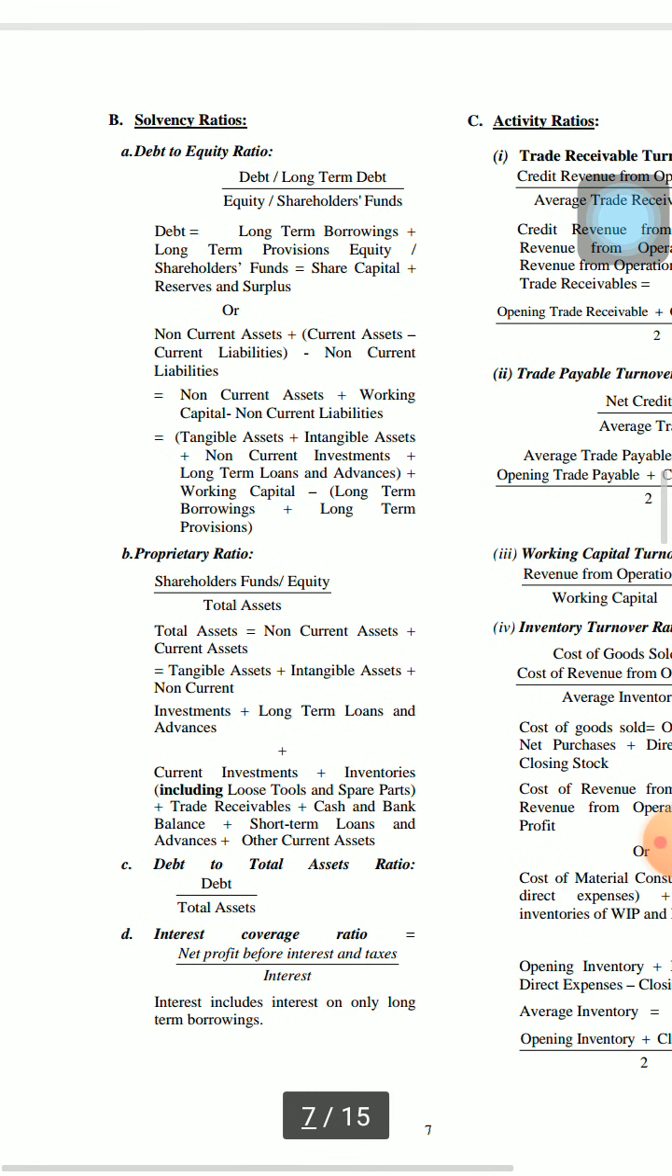So we will finish this class today on these two ratios, and we will see the other two types of ratios in the next class. Thank you.